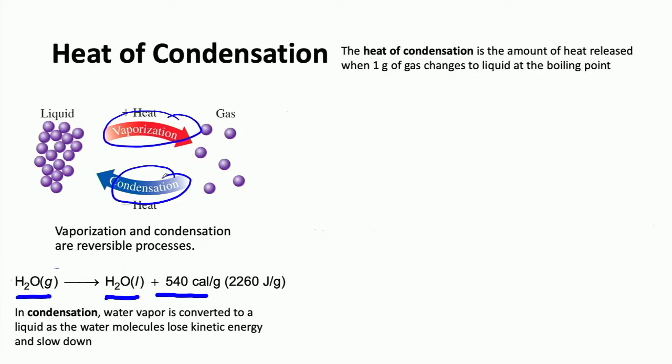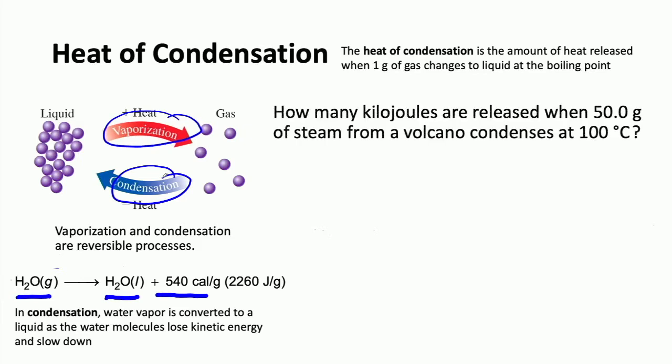So let's do an example that demonstrates this concept. How many kilojoules are needed or released when you have 50 grams of steam that forms from a volcano that condenses at 100 degrees Celsius? Well, of course it's 100 degrees Celsius because we're talking about steam. Steam is just water, and condensation and vaporization happen at 100 degrees Celsius, so that's kind of a given. They didn't even have to give you that. You should have known what it's going to be if they're talking about steam, right?